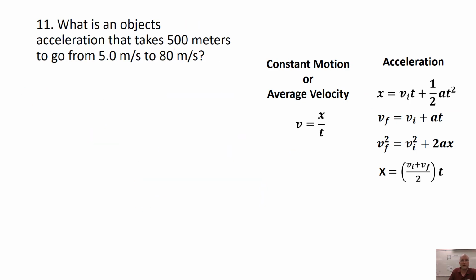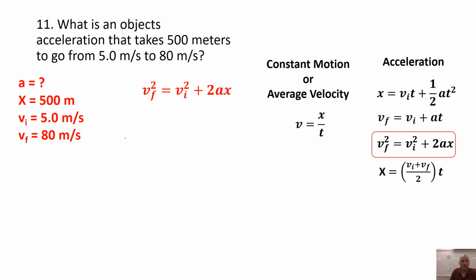Okay, what is the acceleration of an object that takes 500 meters to go from 5 meters per second to 80 meters per second? So they ask you about acceleration. They give you meters of displacement. They say you started at 5 meters per second and you ended at 80 meters per second. So there's only one equation that goes with these 4 variables, which is this right here. The question doesn't say anything about the object being in the air, so it's not going to be 10 meters per second squared. And then we're just going to have to rearrange.